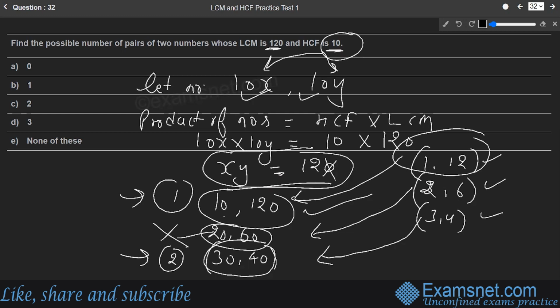So clearly we have our answer: there are only two such pairs possible which have LCM as 120 and HCF as 10. That is, 10 and 120, and 30 and 40. So option C seems to be the right answer, which says there are two such pairs available.